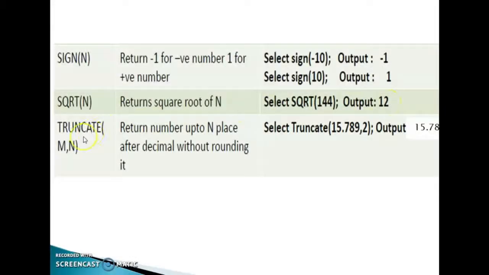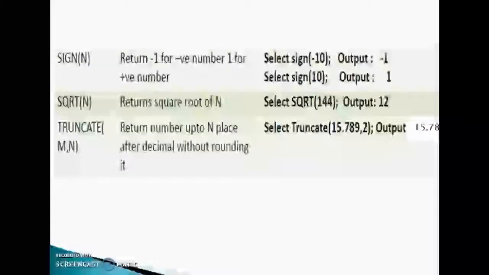TRUNCATE, what is this truncate? It returns the number up to the nth place after the decimal without rounding it. The round function is for rounding that particular number to that particular place. But here truncate is used to cut that particular number up to that much place.